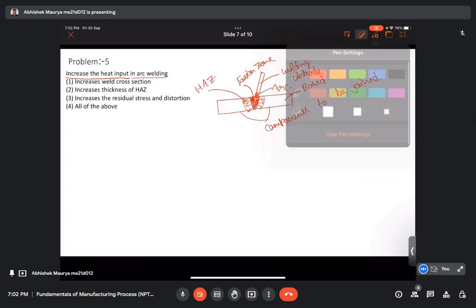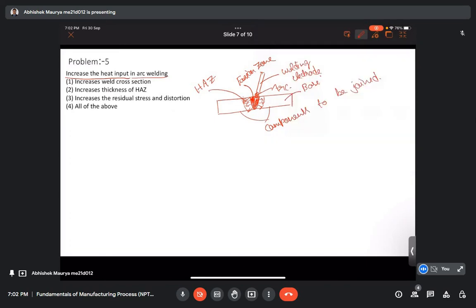Sorry, base metal. So we are supplying the heat to the fusion zone, and that heat will get transferred to the base metal, and the region near the fusion zone through which heat has been transferred to the base metal is called the heat affected zone. So if we increase the heat, then more heat will transfer, then the heat affected zone will become larger and larger.